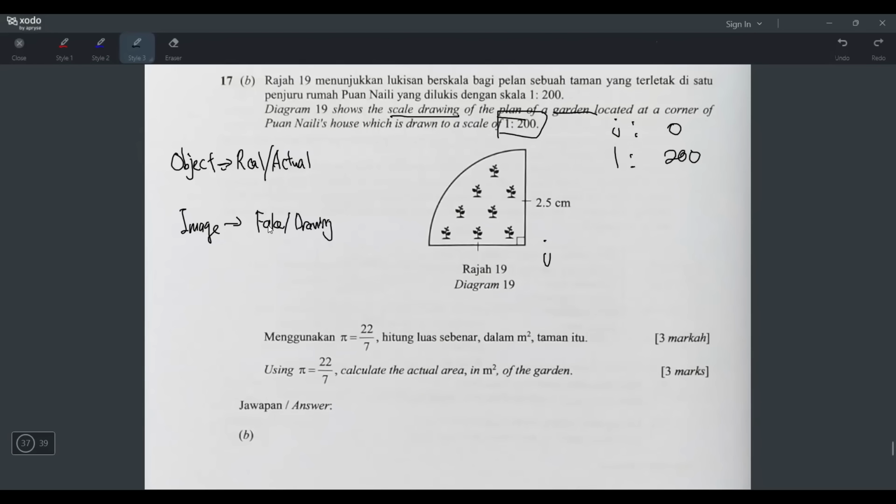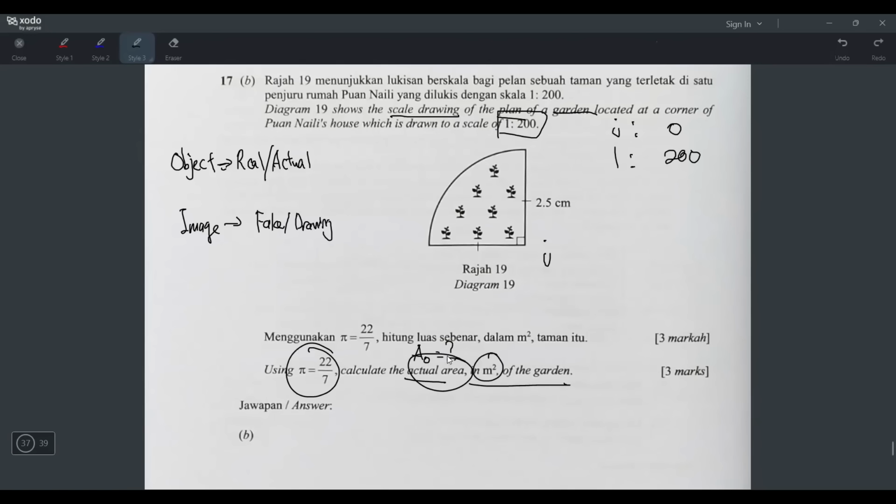Okay, so the image is the fake one. The ratio is 1. But the real size is actually 200. The ratio for the object is 200. Yeah lah, usually the drawing mesti smaller one mah. Yeah, and then object is usually the bigger. So now they say, using pi = 22/7, calculate the actual area in meter square of the garden. Okay, so actual, the keyword is actual mah. So you are finding the object, but you are finding the area of the object, and they want it in meter square.